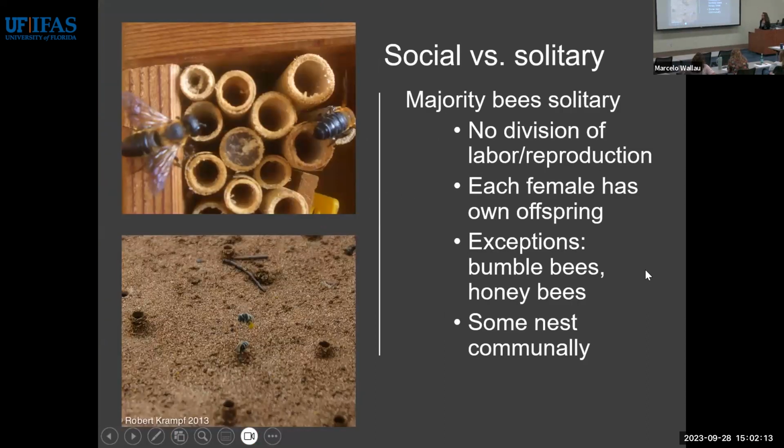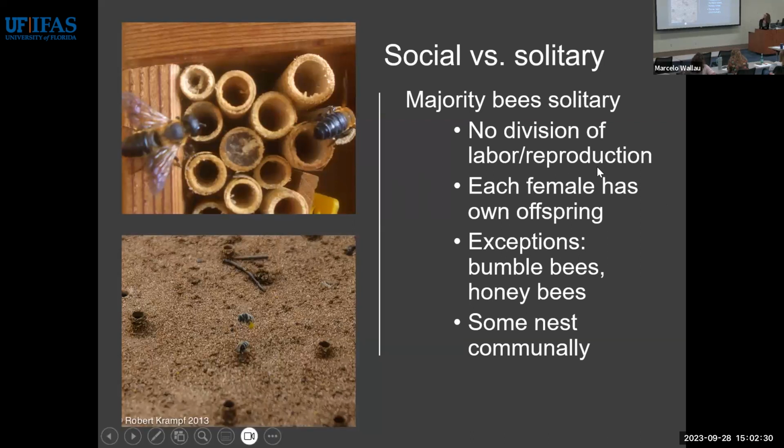Okay, so I'm going to talk just briefly about bees, but again, keeping in mind that many of those other insects will pollinate as well. This is something to keep in mind for wasps. I mentioned that both wasps and bees have both social and solitary species. The majority of bees are solitary. Many wasps are solitary as well.